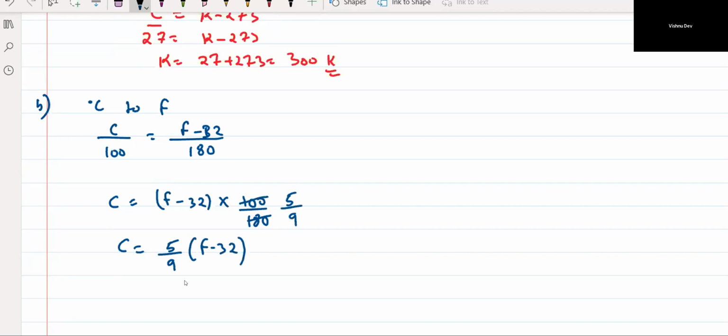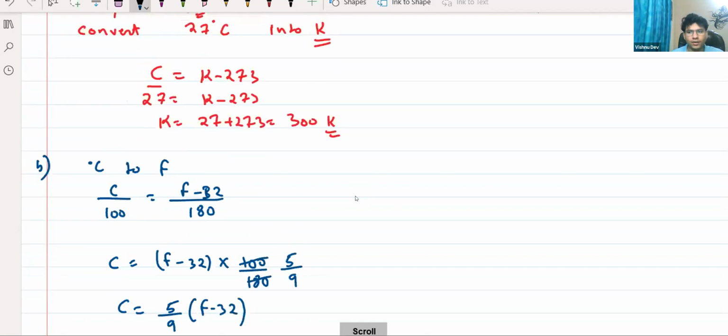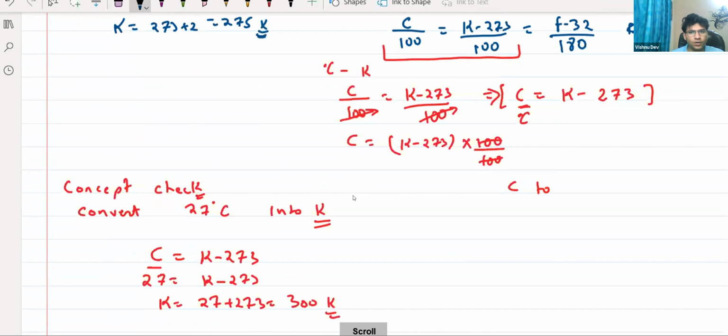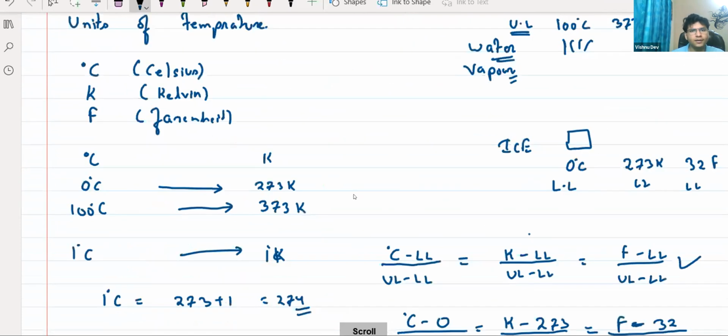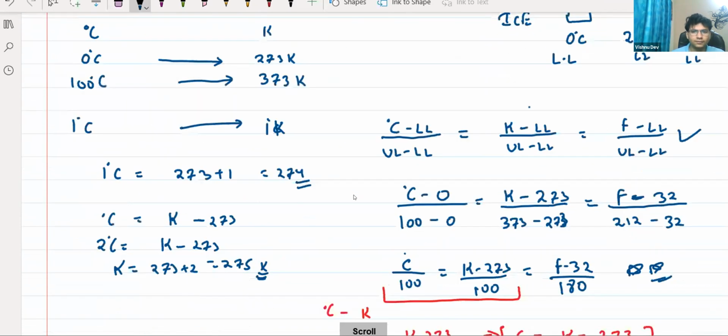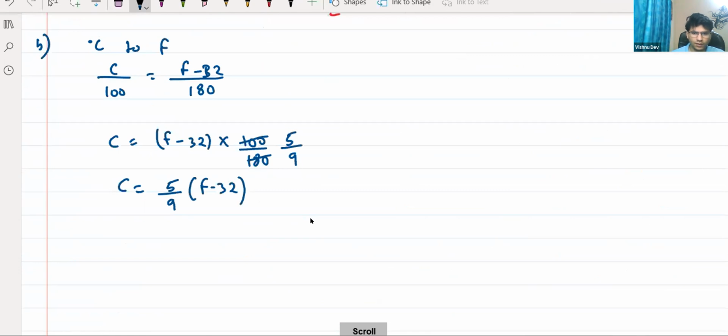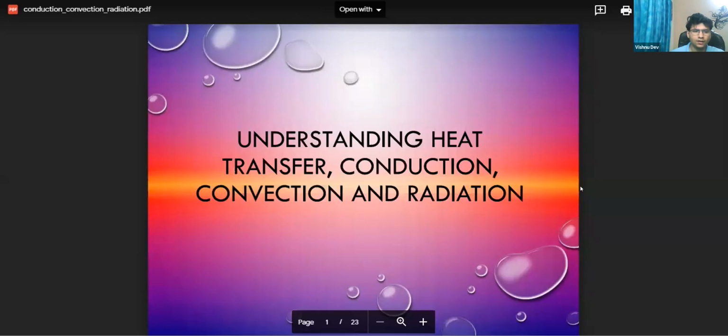Yes or no? Tell me. So everyone got the concept of degree centigrade? Sir, if you convert degree centigrade to Fahrenheit, you should first do 5 by 9 multiplied by F minus 32. Okay, note it down. Everyone note it down. Okay, right.